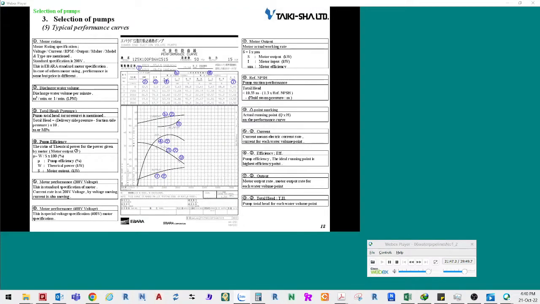Typical performance curves. A typical performance curve for a pump manufactured by Ebara Corporation is shown on this slide. Individual values and curves represent descriptions on this slide.